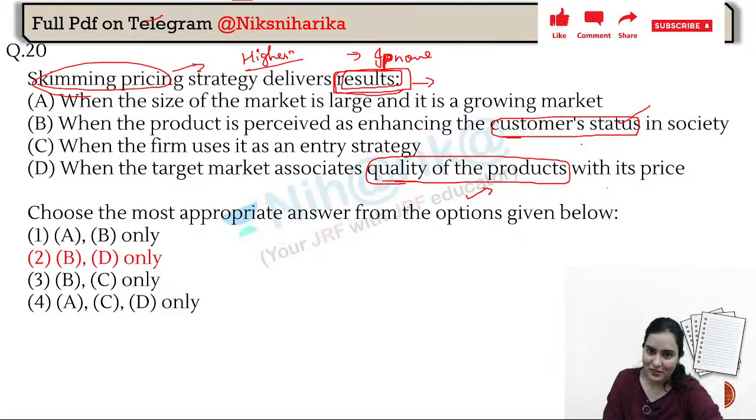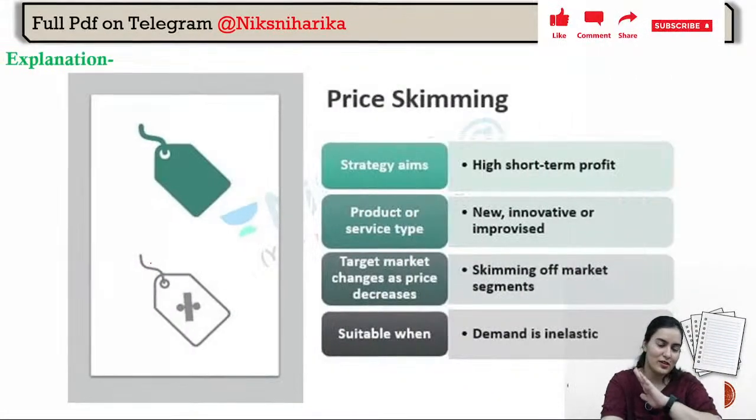Now, if B, C, and D all three were given together, then also we have a slight chance we can think about option C. But still, if we try to match it with the supplier point of view, B and D are definitely results, only and only results. That's why.